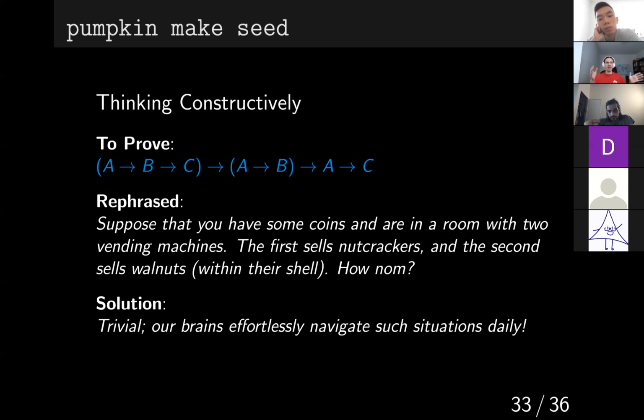If you have a vending machine with nutcrackers, a vending machine with walnuts, and some money, and you want to eat, you're going to be able to eat. You're not going to sit there thinking for a very long while of how do I eat, right? This is a completely trivial question when it's reworded like this. Can someone tell me how would I eat?